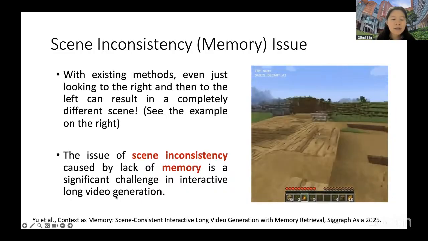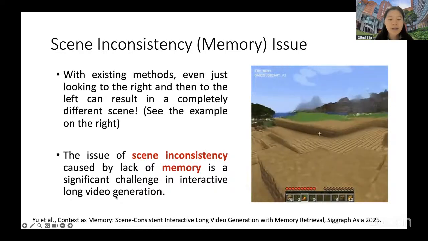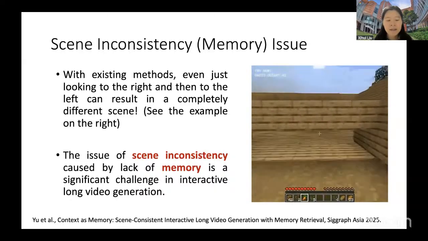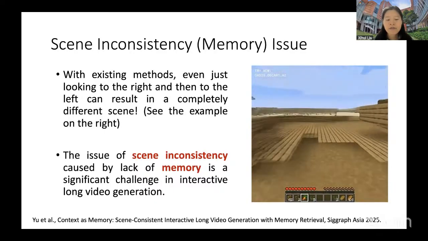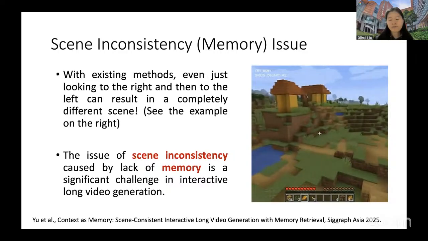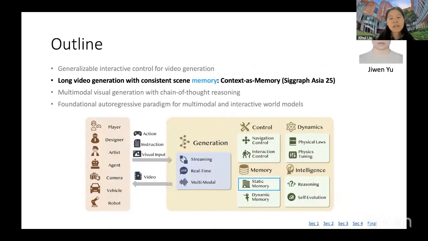So the issue of scene inconsistency is caused by the lack of memory, and this is a very significant challenge in interactive world models or in long video generation models. So in our next work, we try to address this memory problem, and we study how to preserve a consistent scene memory in long video generation.